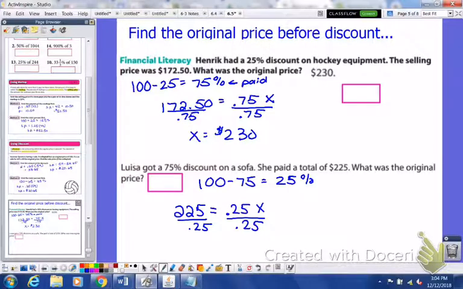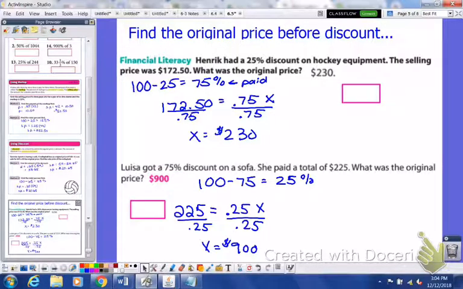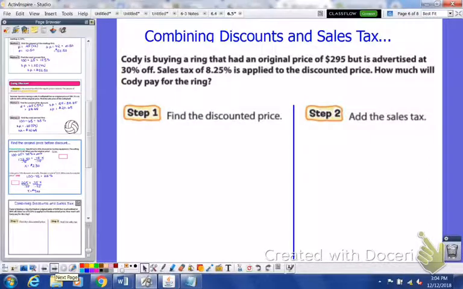She had a really good discount, so we should notice quite the difference here. So x equals $900. Original price would have been $900. Double check, and yes, we're correct. Okay, so there's finding the original price before a discount. Two examples of that. And one last example.